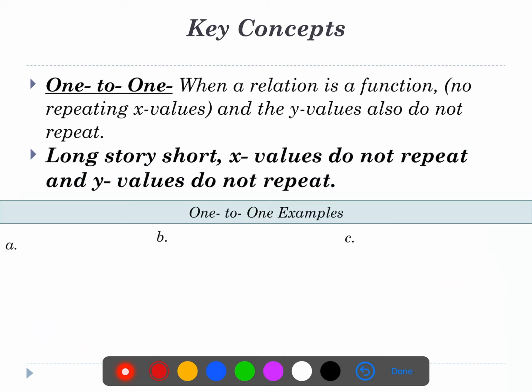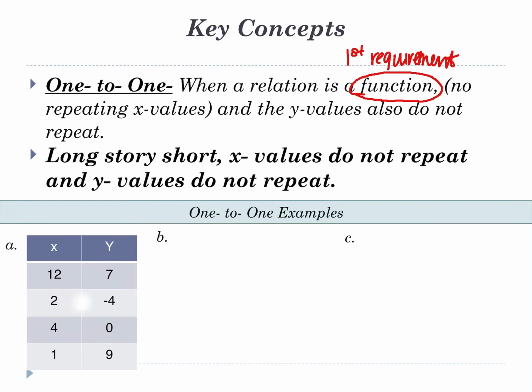Okay, now we get even more specific. When a relation is a function, okay, so this is the first requirement. All right, that we must be a function, meaning we cannot repeat any x values. Okay, so when the x values are unique and the y values do not repeat, that is something called one-to-one.